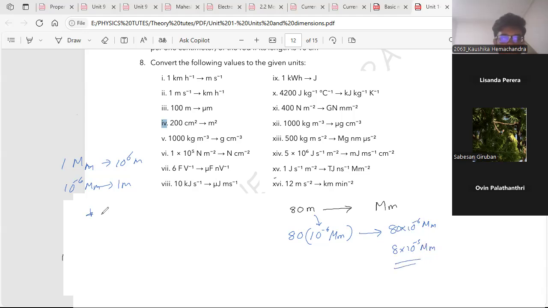Okay, next one. 20 square meters converted to square centimeters. That's square only.